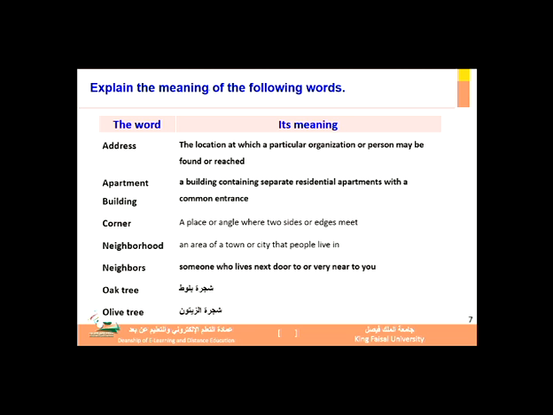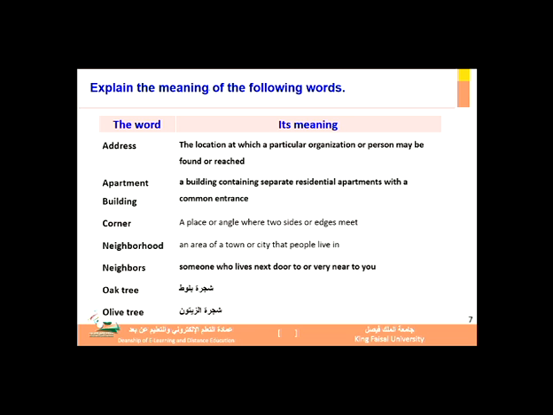The corner of a place is clearly a place or an angle where two sides or edges basically meet. We use the word very frequently: when we have two things crossing one another, the point where they meet is basically what we call the corner, the corner of the street, the corner of the book, and so on.